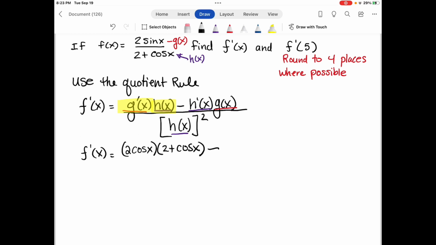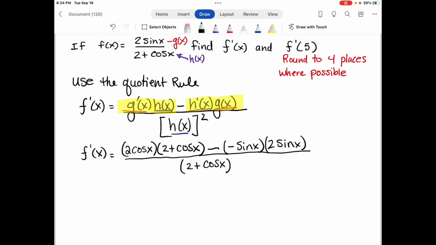And then I'm going to subtract the derivative of h of x. So now I'm looking right here. I'm finding the derivative of the bottom. That's my h of x. The derivative of 2 plus cosine x is going to be negative sine x, because the 2 is a constant, so that disappears. And the derivative of cosine x is negative sine x. And then we're going to multiply that by g of x. That's right here. So I'm going to multiply that by 2 sine x. And then all of this gets divided by h of x squared. So this is going to be 2 plus cosine x squared.